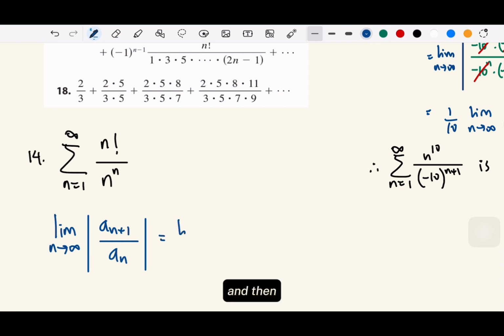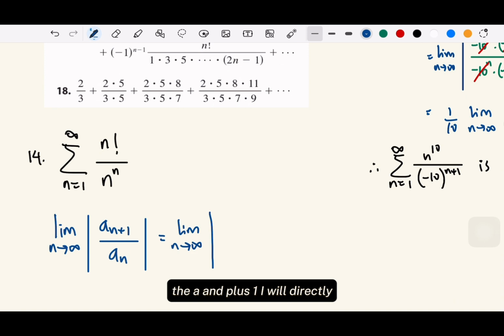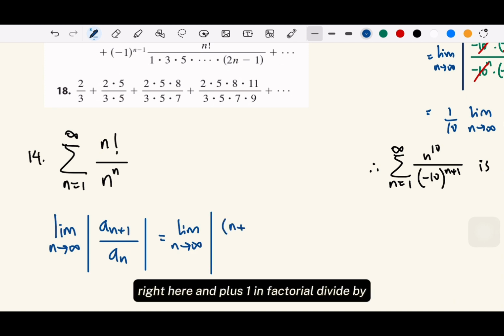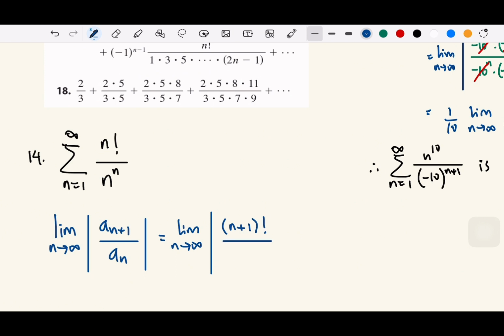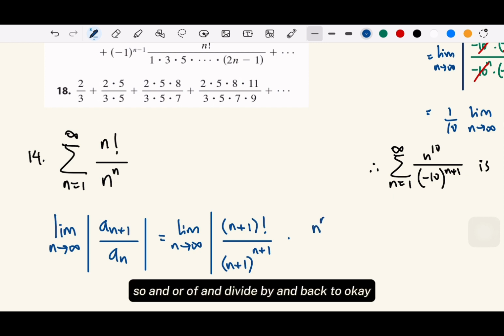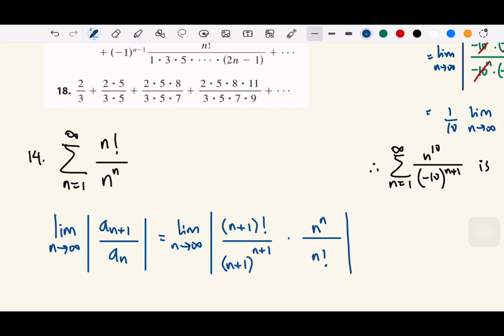Okay, and then the a_{n+1}, I will directly write here, (n+1) factorial divided by (n+1) with power n+1. And I will directly multiply and then switch. So n^n divided by n factorial. Okay.